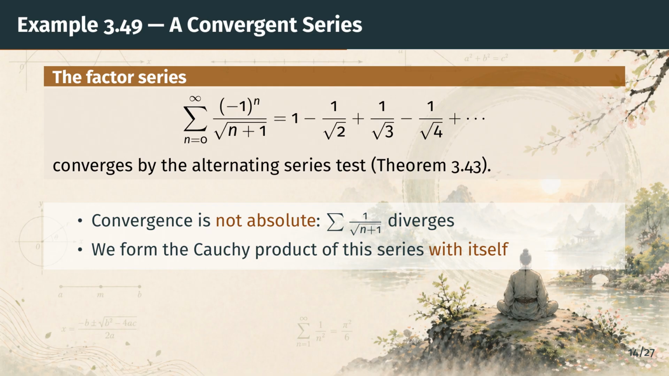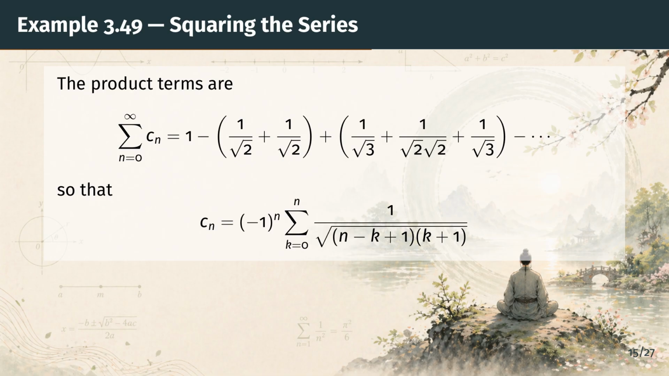The plan now is to form the Cauchy product of this series with itself, and watch what happens to the product terms. Let's compute the product terms. The first display shows the first few.